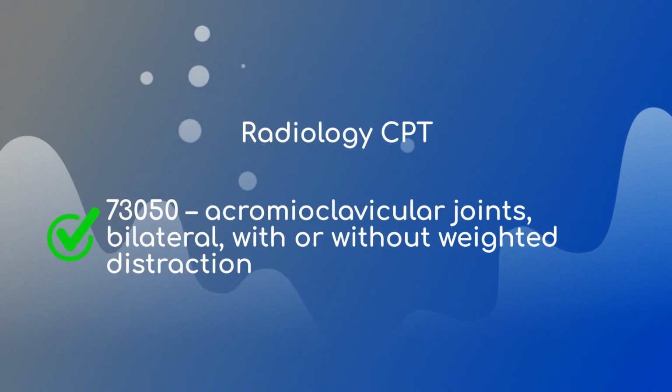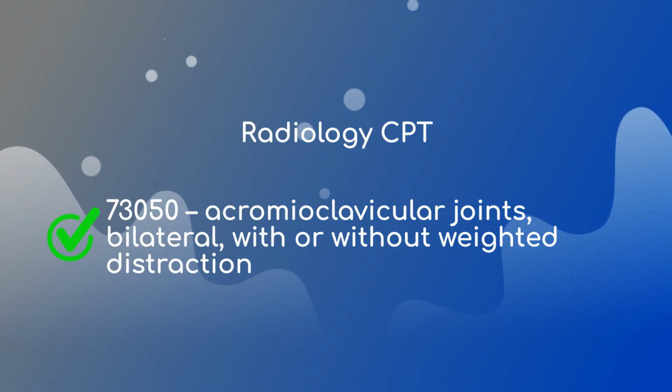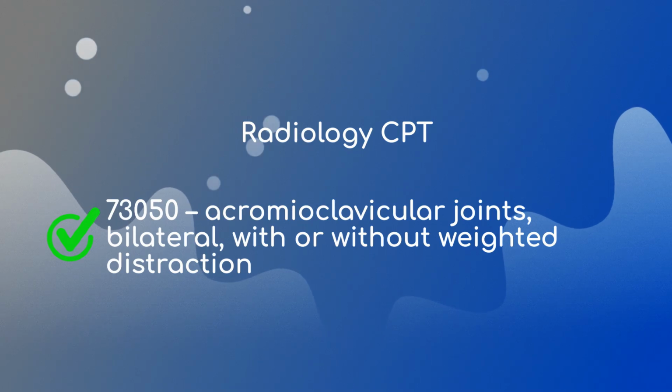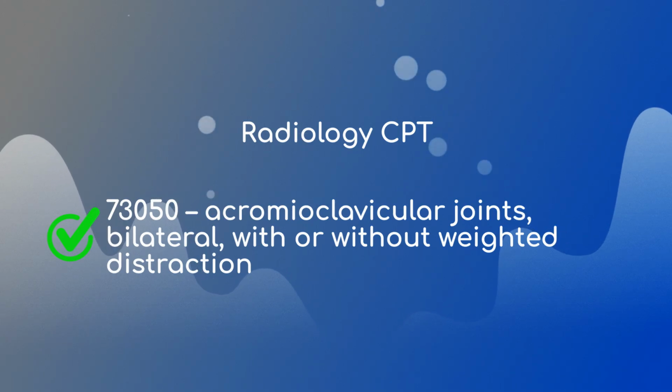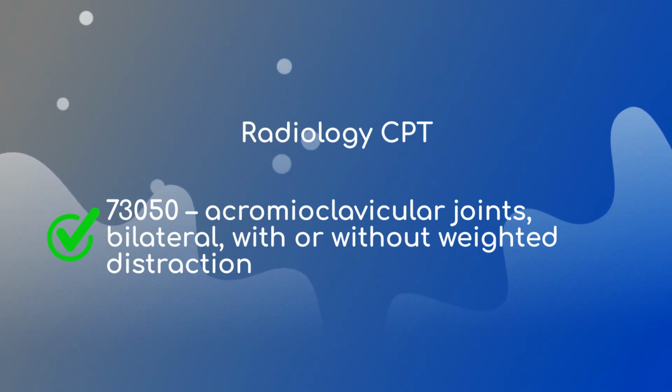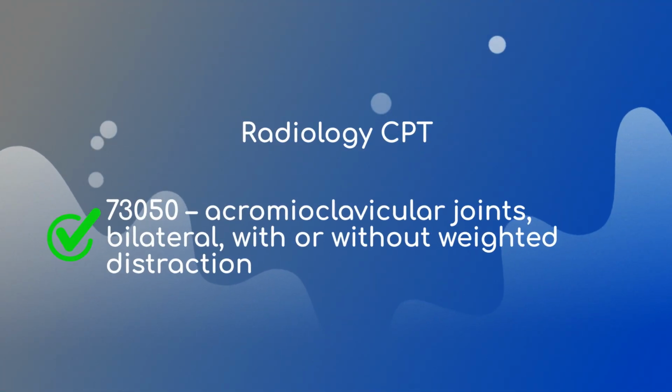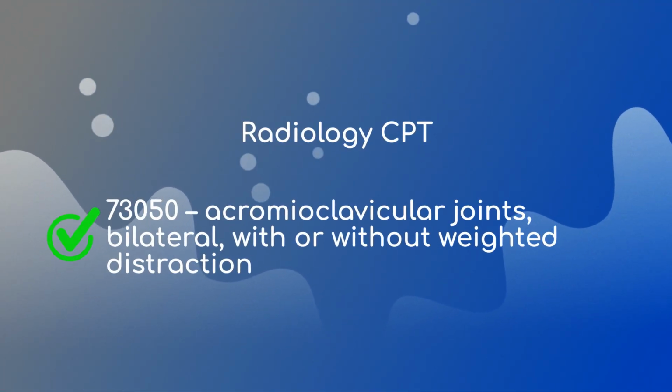73050, Radiologic examination, acromioclavicular joints, bilateral, with or without weighted distraction. This code applies when imaging both AC joints, regardless of whether weights are used or not, or if both weighted and non-weighted views are obtained.